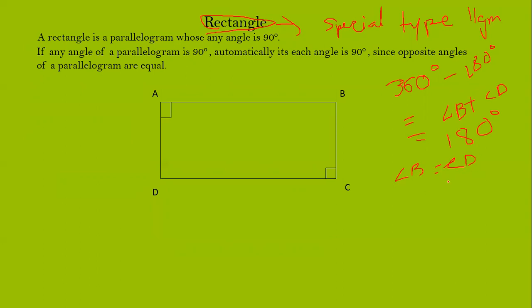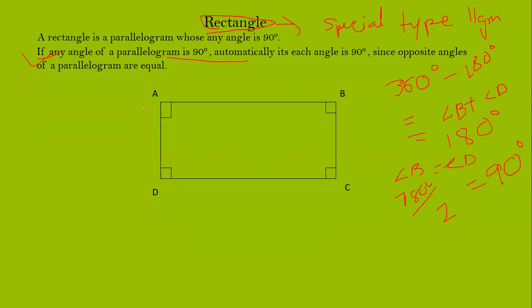तो इसका मतलब क्या हुआ, 180 degree divided by 2 will be 90 degree, right? Equals to 90 degree. That means what? That means angles B and D भी equal. So that is why they are saying that if any angle of a parallelogram is 90 degree, automatically each angle is 90 degree.